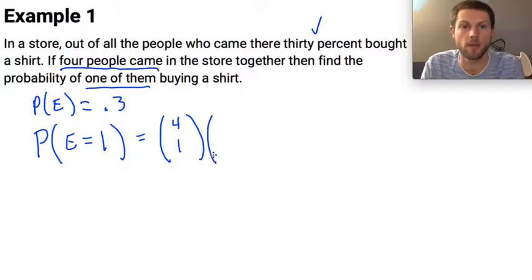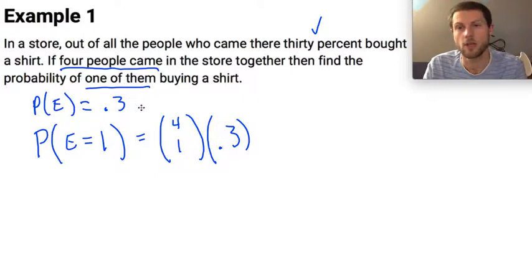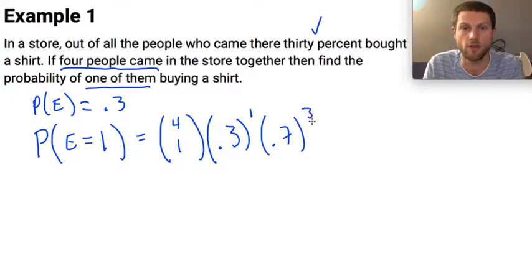And that's going to be multiplied by the probability of success, 0.3, to the power of the number of ways that I want this success to occur. So there are 4 people, and I want only one of them to buy the shirt. You can think of that as being successful in selling the shirt once out of those 4 times. So that's an exponent of 1, since there's 1 success. The probability of failure is 0.7, raised to the 3rd power, since I have 3 other people not buying a shirt, so these are the number of failures that occur.